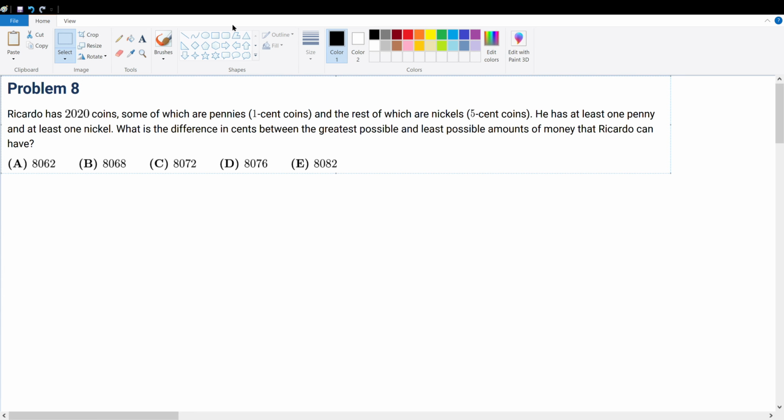Problem 8. Ricardo has 2020 coins, some of which are pennies, some of which are nickels. He has at least one penny, so he can never have 0 pennies. That's very important. He can always have at least one nickel. He can never have 0 of one coin. What is the difference in cents between the greatest possible and least possible amounts of money that Ricardo can have?